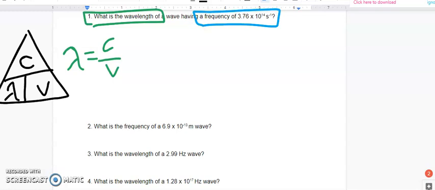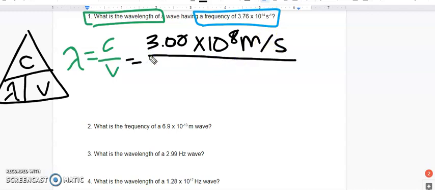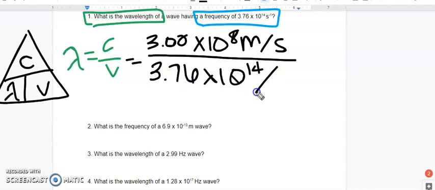So when I plug this into my equation, I'm going to get my constant, which is 3.00 times 10 to the 8 meters per second, over the frequency that's given, which is 3.76 times 10 to the 14th per second.